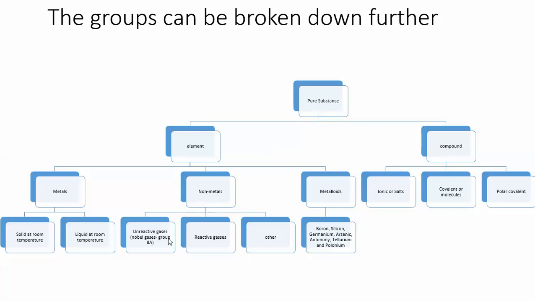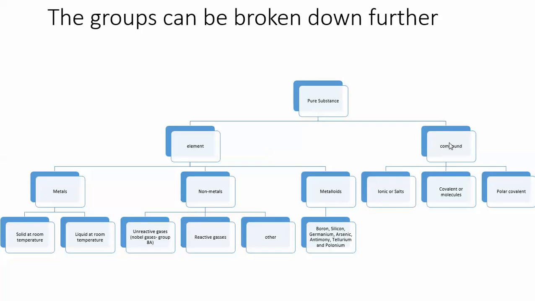Our nonmetals, we have our unreactive gases in group 8A, those noble gases, and then you have your reactive gases, which would be kind of the other category, and there may be something I'm missing here, so I've put an other category in there. Metalloids, that's those elements that hit the staircase: boron, silicon, germanium, arsenic, antimony, tellurium, and polonium. These are the ones that have both metal and non-metal properties. They're kind of that little small group of unique guys.